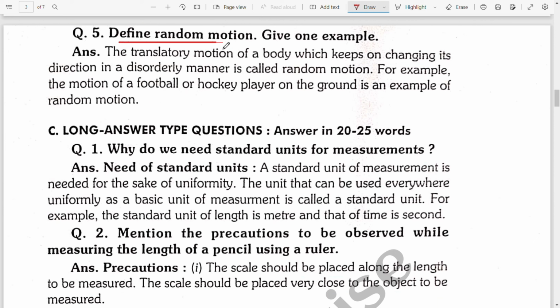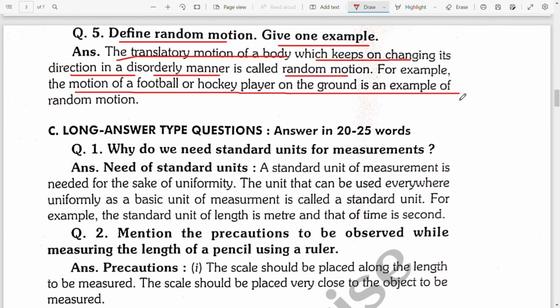Define random motion. Give one example. Answer. The translatory motion of a body which keeps on changing its direction in a disorderly manner is called random motion. For example, the motion of a football player or hockey player on a ground is an example of random motion.